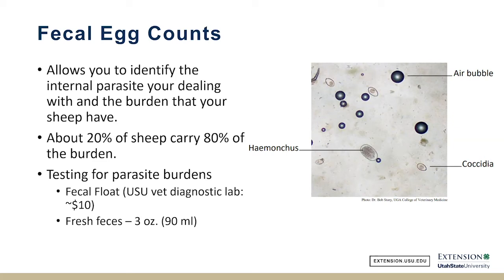On this image here, you can see the difference between the Barberpole worm, or the Haemonchus egg, which is much larger than the Coccidia egg, which is that single-celled protozoa.